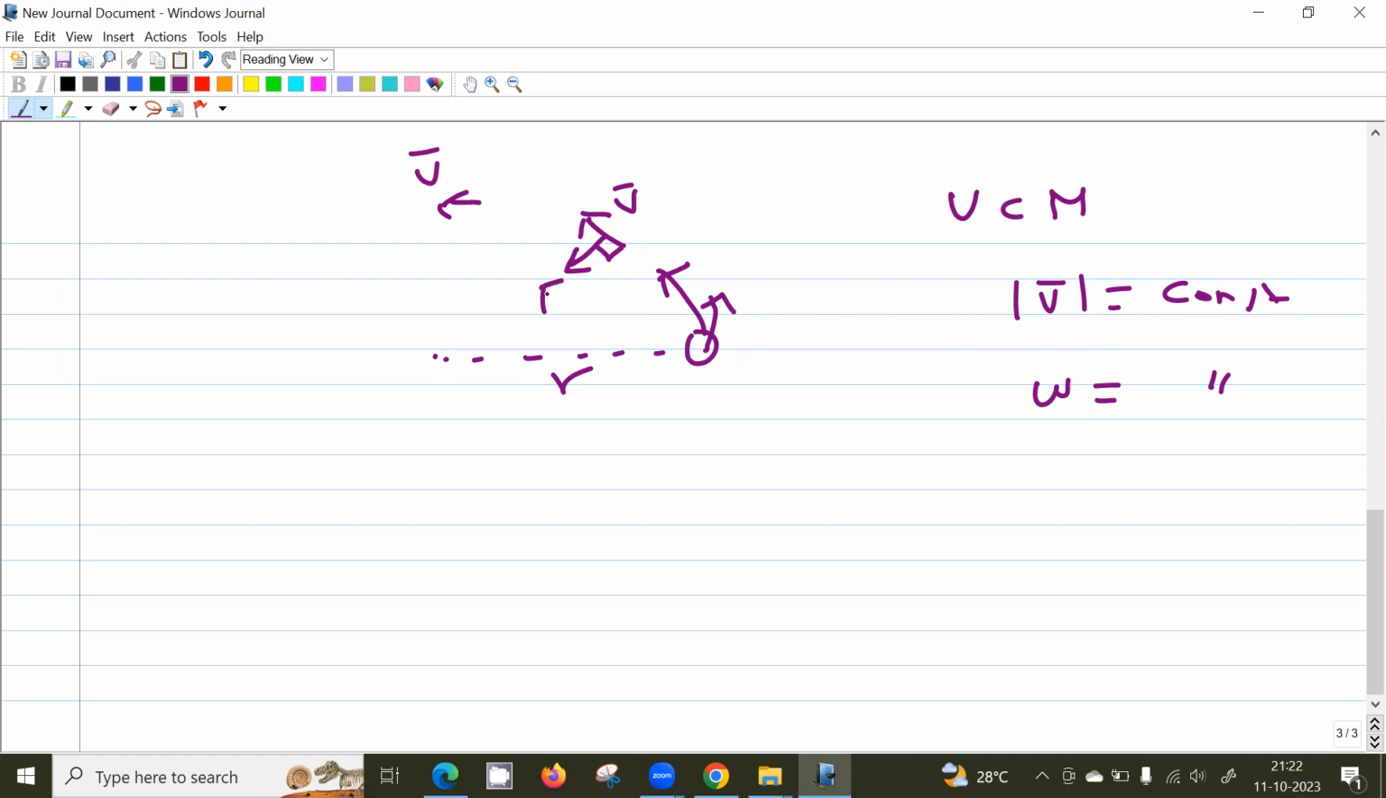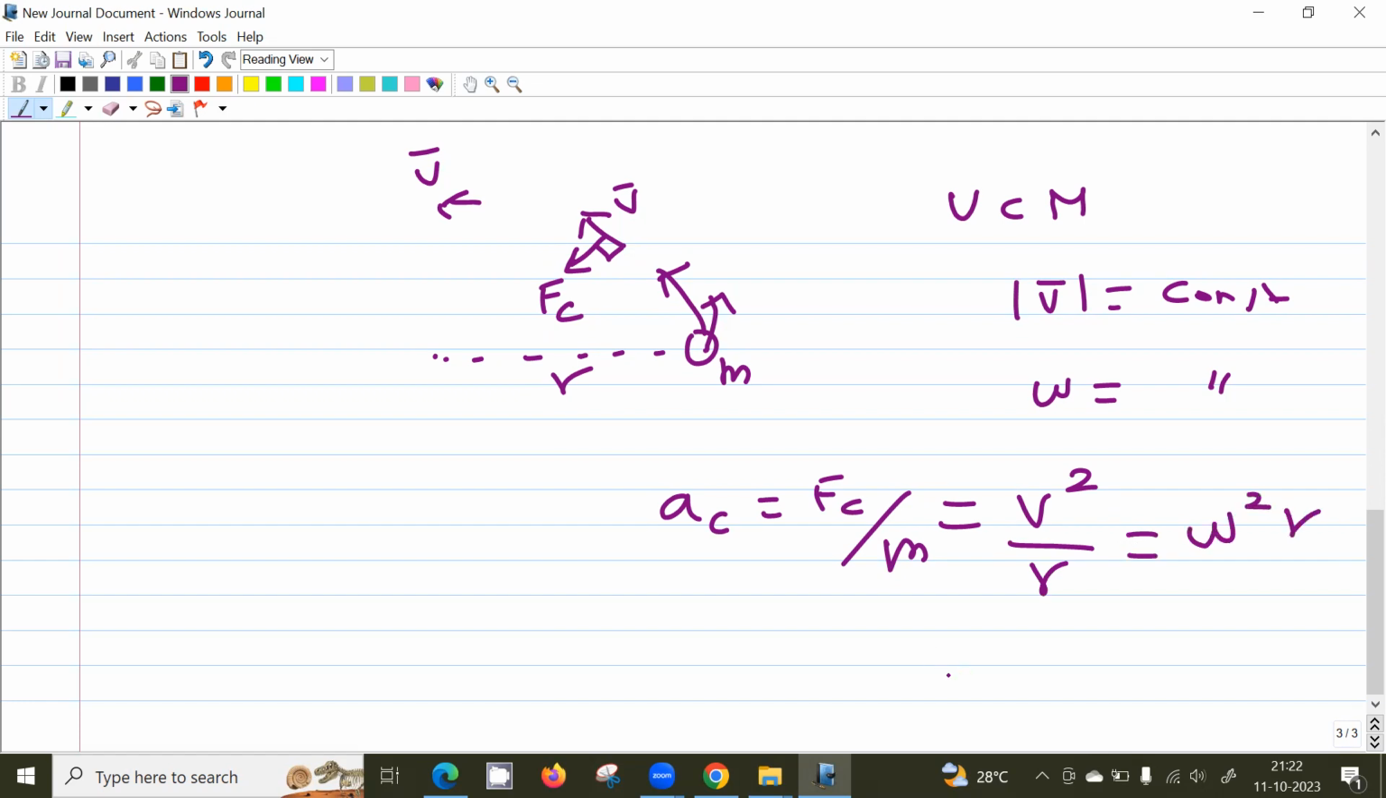Okay, and this force is the centripetal force, and the corresponding acceleration a_c is this centripetal force divided by the mass of this object. And this turns out to be v square, which is the linear speed, divided by the radius of this circular path. And this is also written as omega square r, because the relation between v and omega is v equal to omega into r. This was circular motion, and for simplicity, let me assume it's uniform circular motion.